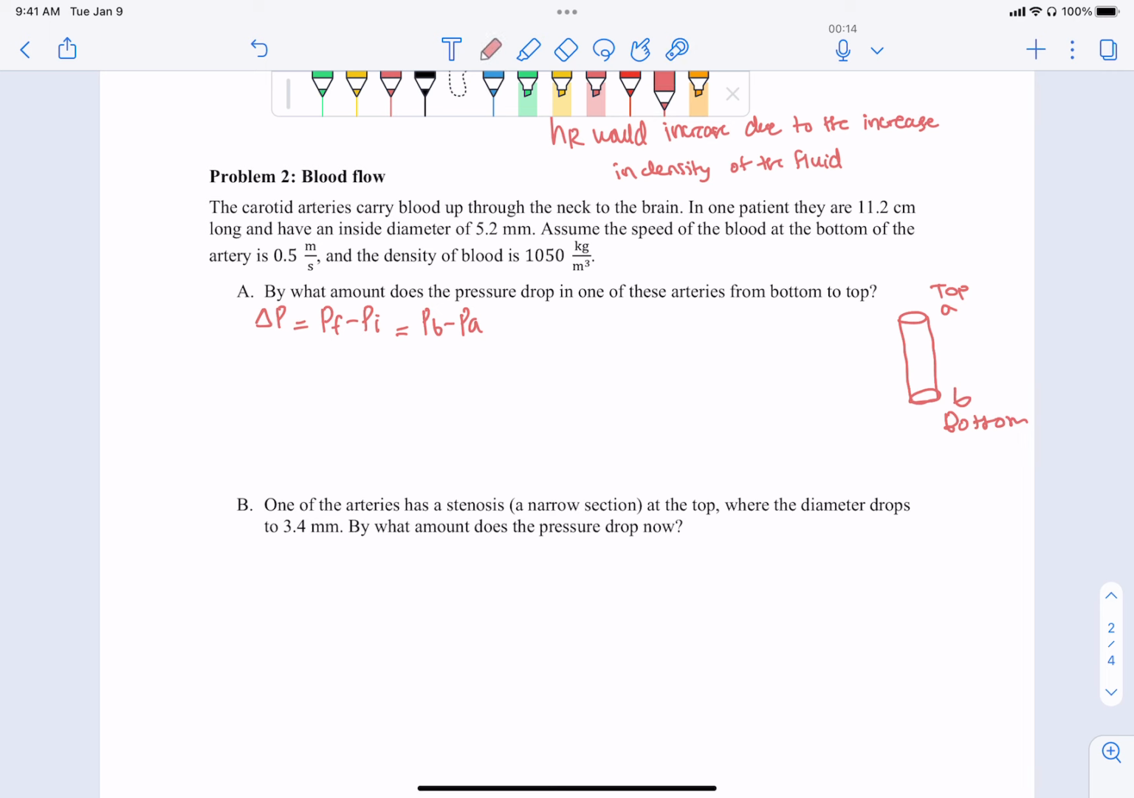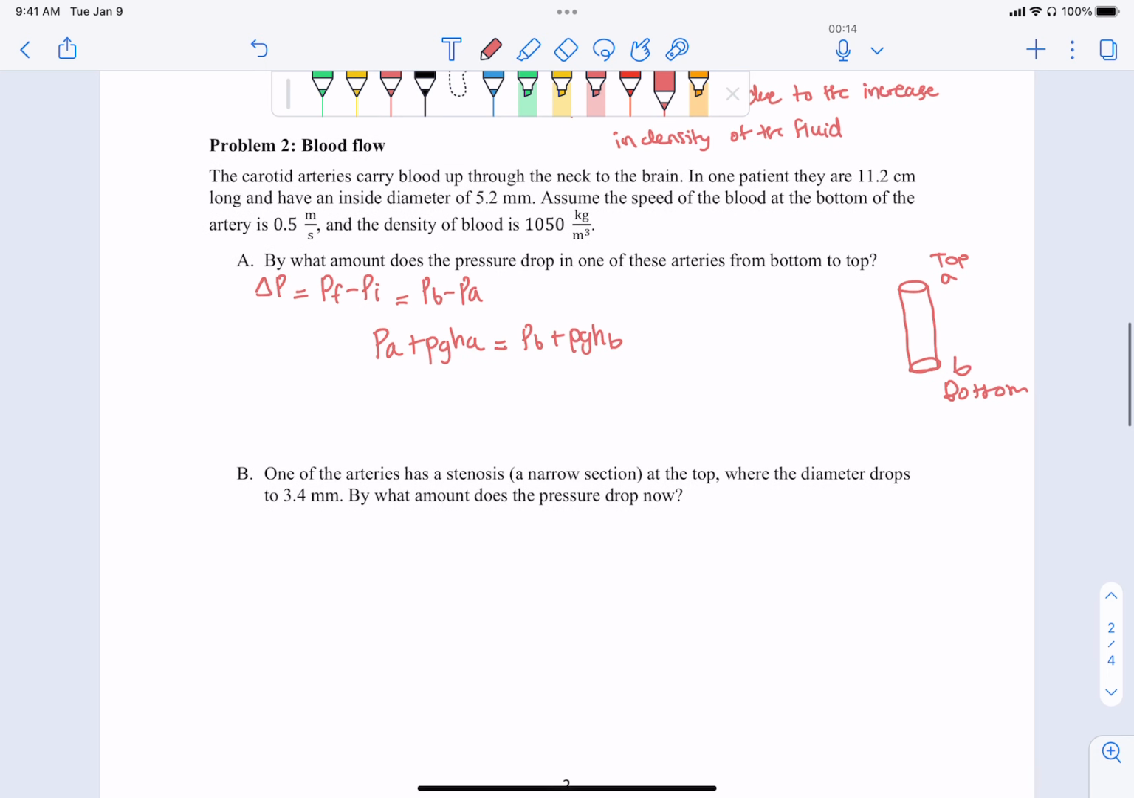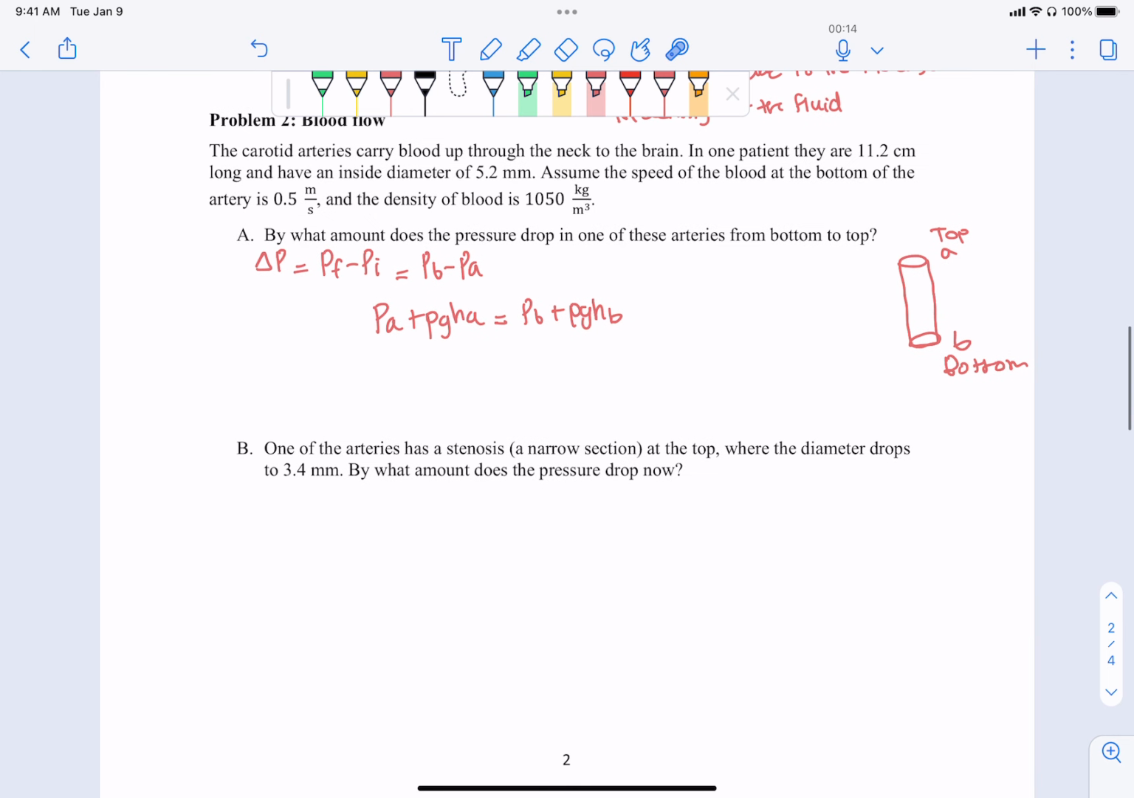So there we go, excellent. PA plus rho g hA is equal to PB plus rho g hB, right? Hydrostatic pressure equation, yep, excellent. That allows us to subtract over PB minus PA, and I can write delta P on one side, and then say rho g hA minus rho g hB, and then solve for the delta P that way, right?